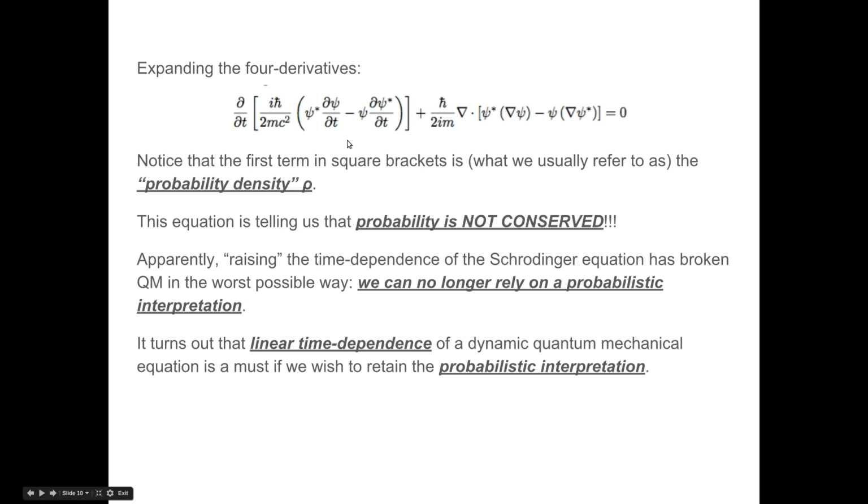If we do the normal trick of integrating over all space and using Gauss's theorem to get rid of this term, we find that d by dt of rho, what we're calling rho, is no longer necessarily zero. So the end result is that probability is not conserved. And that's a bad thing in quantum mechanics.